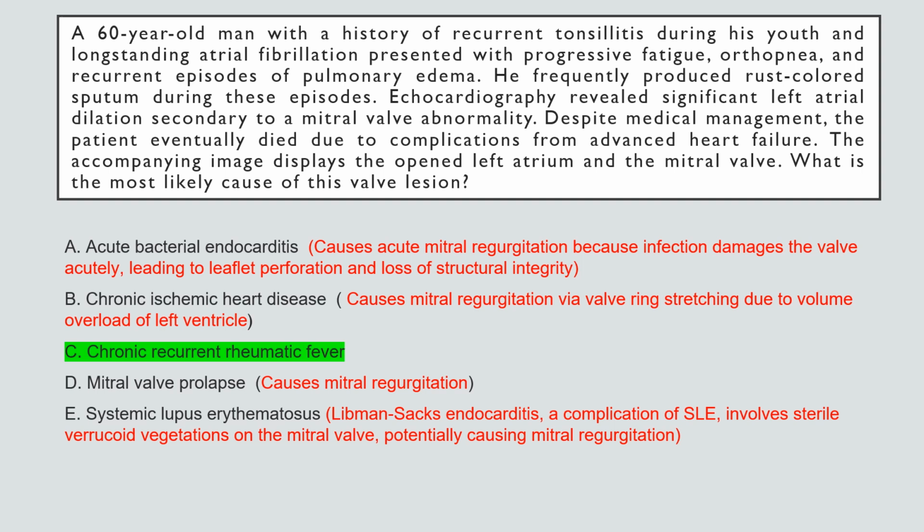Option E is incorrect because SLE can cause Libman-Sacks endocarditis, a condition where sterile vegetations form on the mitral valve. While this can lead to mitral regurgitation, it is not associated with mitral stenosis. Furthermore, Libman-Sacks lesions do not cause the degree of fibrosis and calcifications seen in rheumatic mitral stenosis.